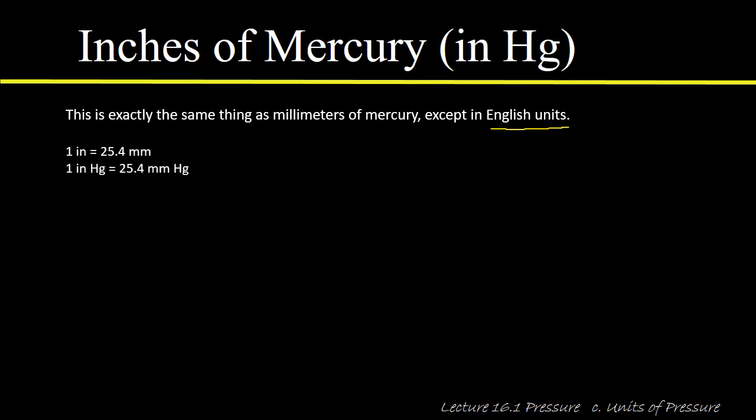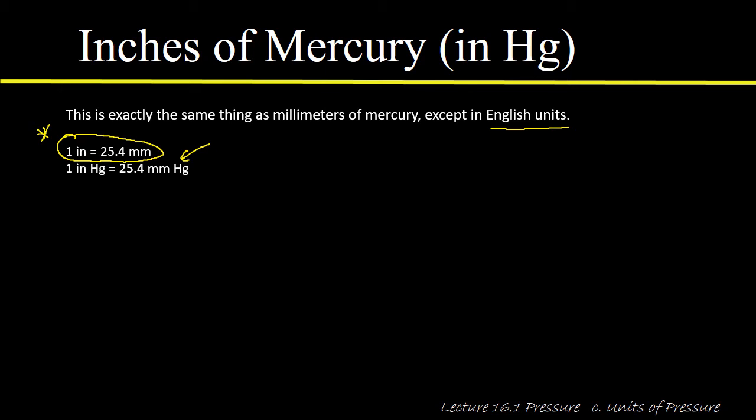And if you remember your metric to English conversions, 1 inch is 25.4 millimeters, and therefore 1 inch of mercury is 25.4 millimeters of mercury. That's really not a pressure conversion in a sense. It's really just a metric to English conversion, because all we're really doing is changing this unit between English units and metric units.